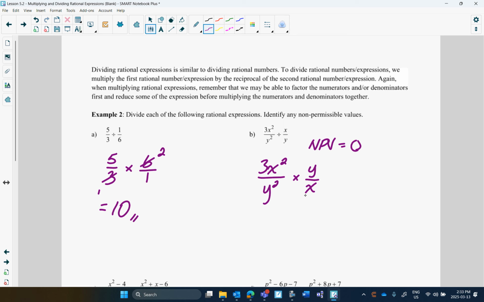But that's the other thing with division, with NPVs. You've got to do them twice. Once when it's in division form, once when it's in multiplication form, because some new NPVs might arrive. And now we cancel. Y squared and y, I can divide a y out of each one. X squared and x, I can divide an x out of each one. And I'm left with 3 times x times 1, which is 3x. On the bottom, y times 1, which is y.